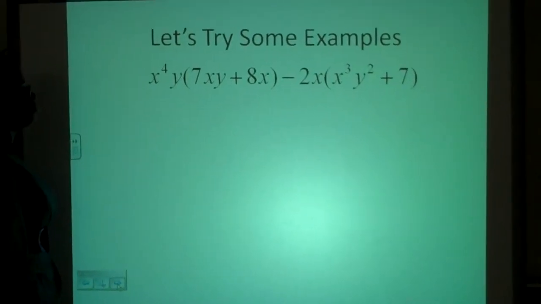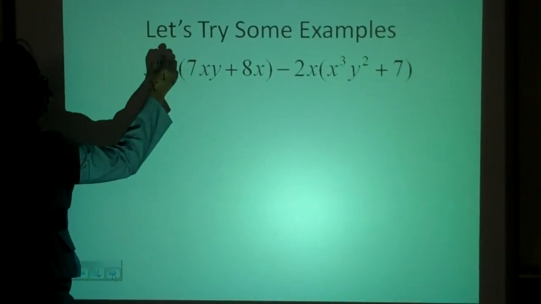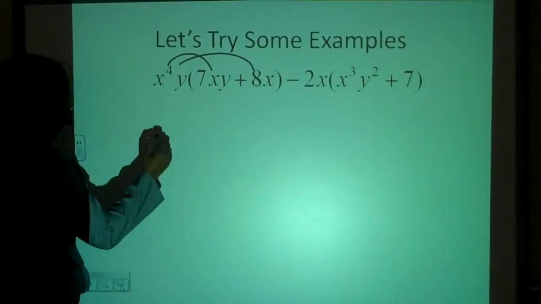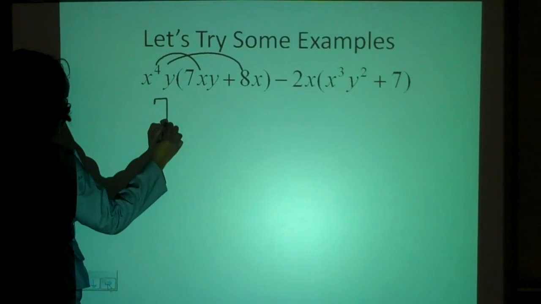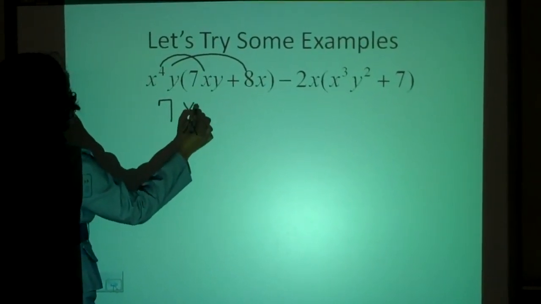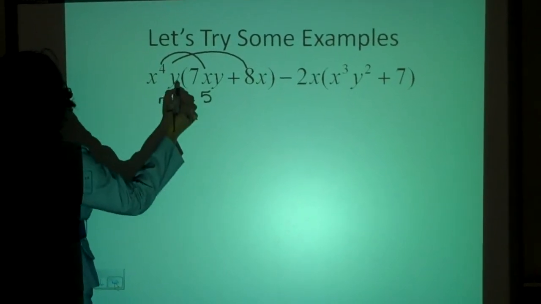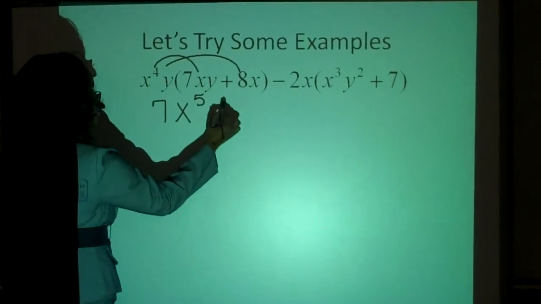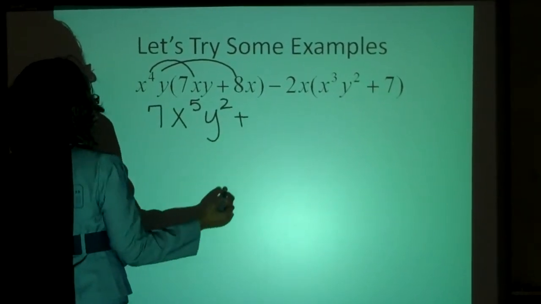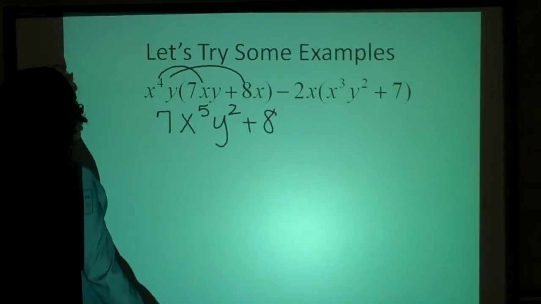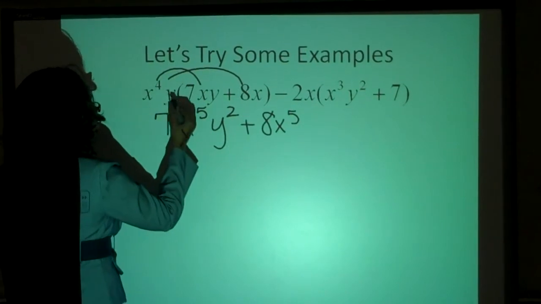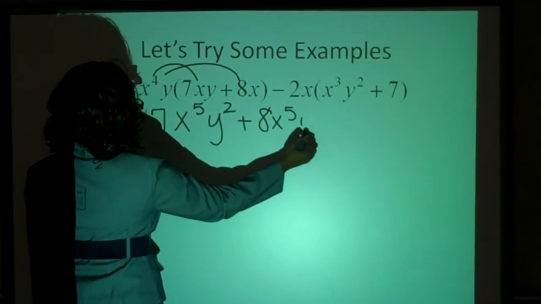So let's try some examples. I need to distribute. So I need to take this, multiply it by everything on the inside. 1 times 7 is 7. X to the 4th times x. How many do I have all together? 5. And y makes 2 y's. Then I multiply this term by 8x. It's a positive 8. 1 times 8 is 8. X to the 4th and x make x to the 5th. And y and nothing makes just y.